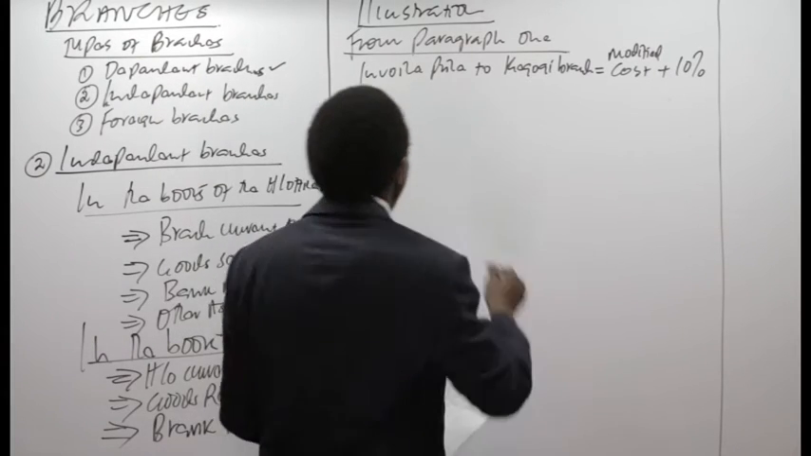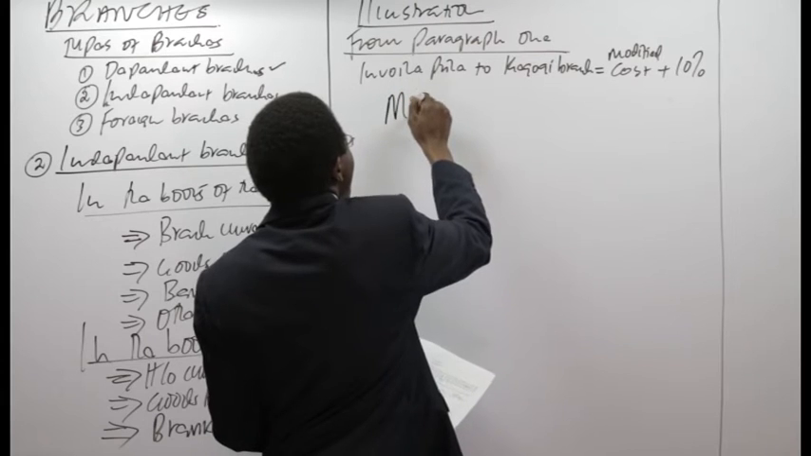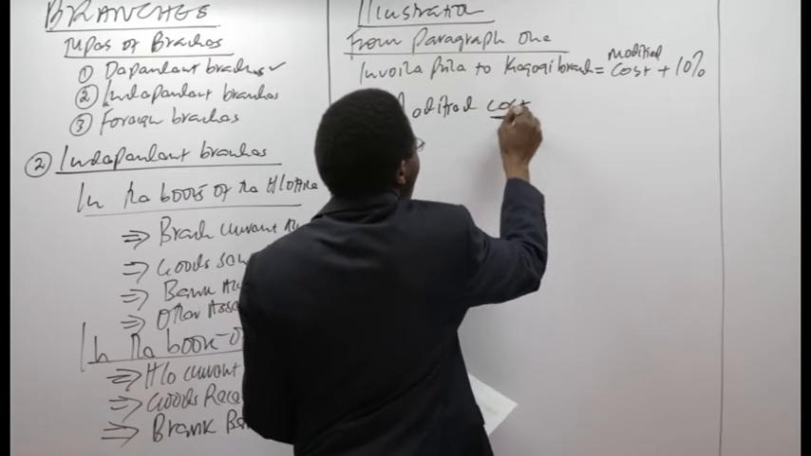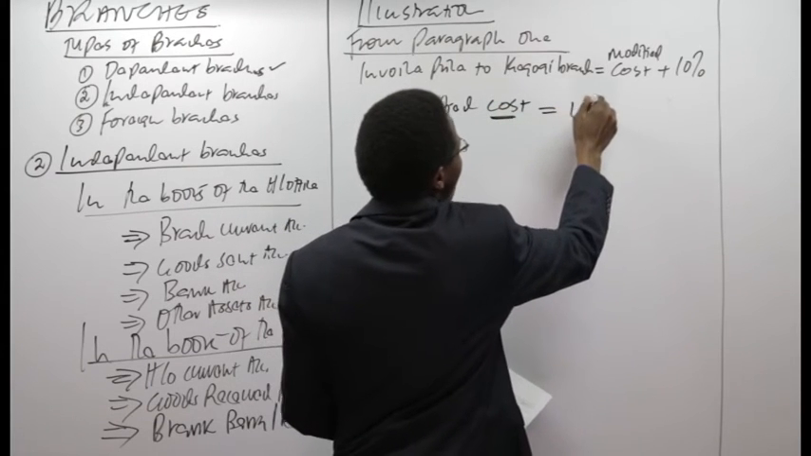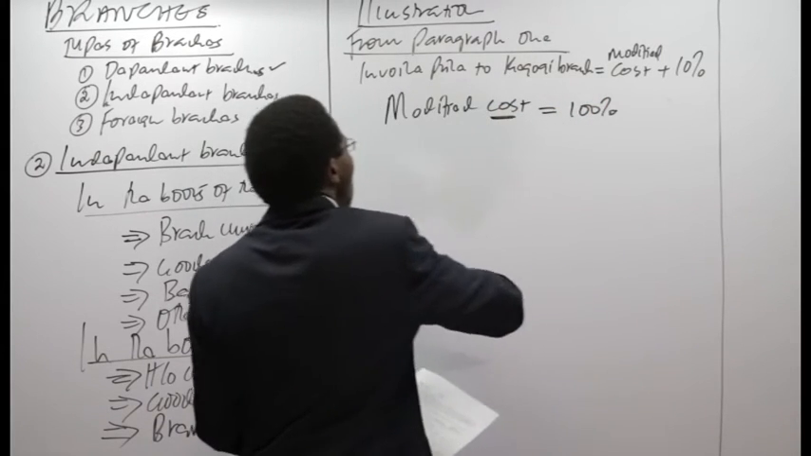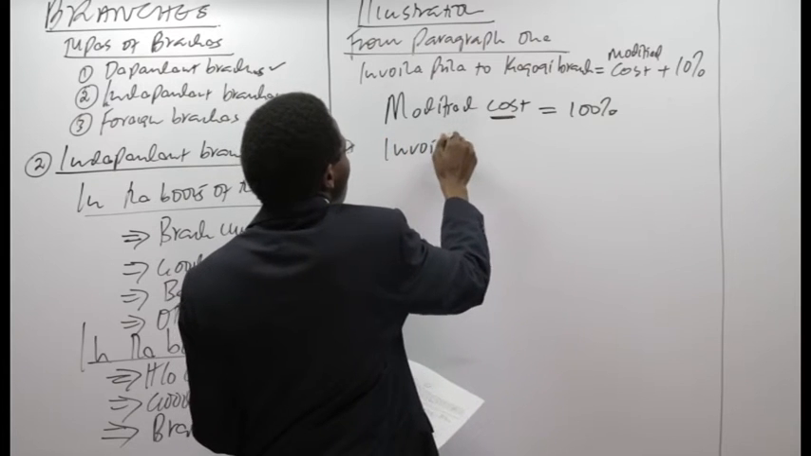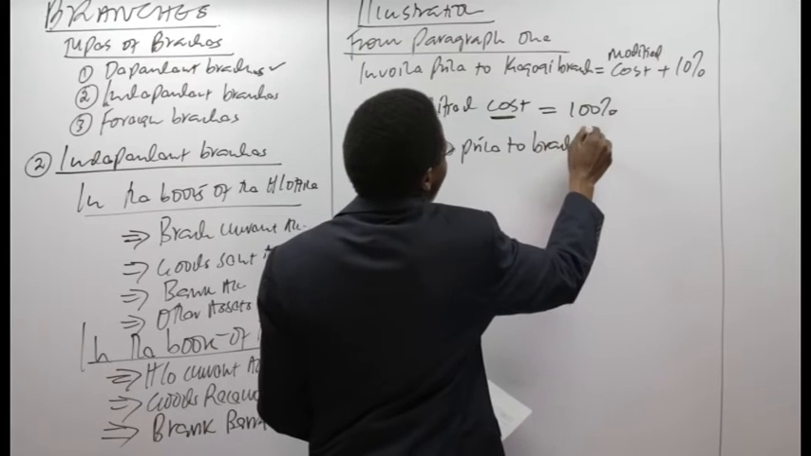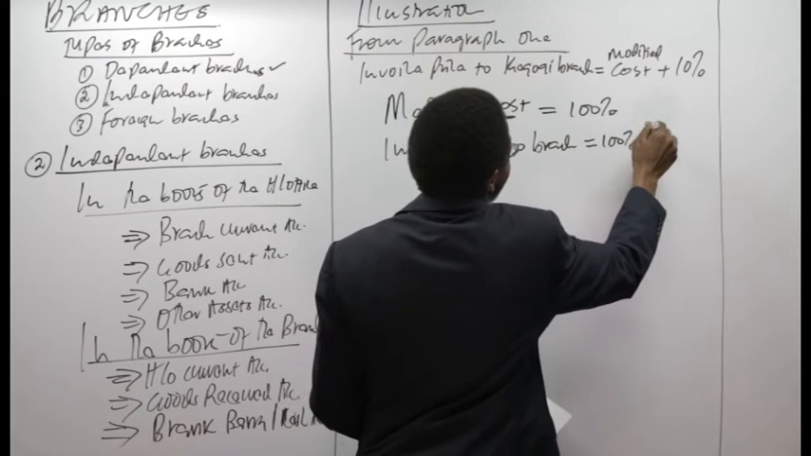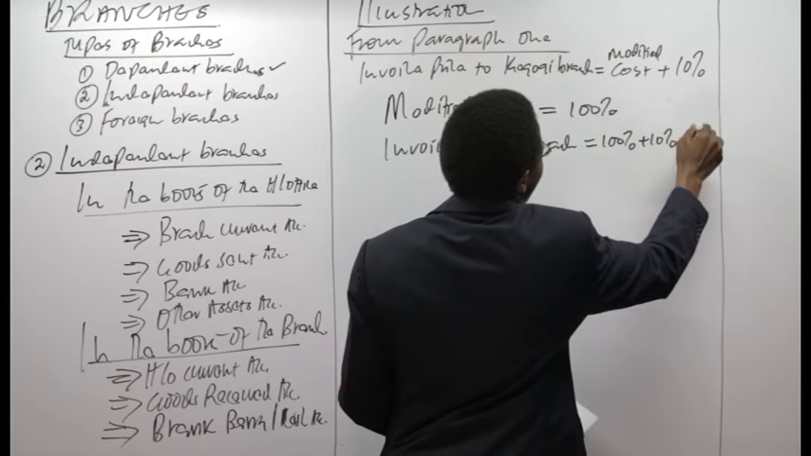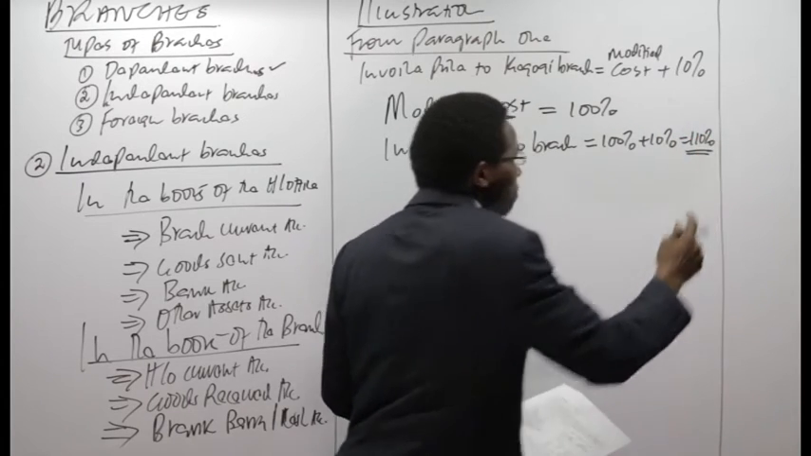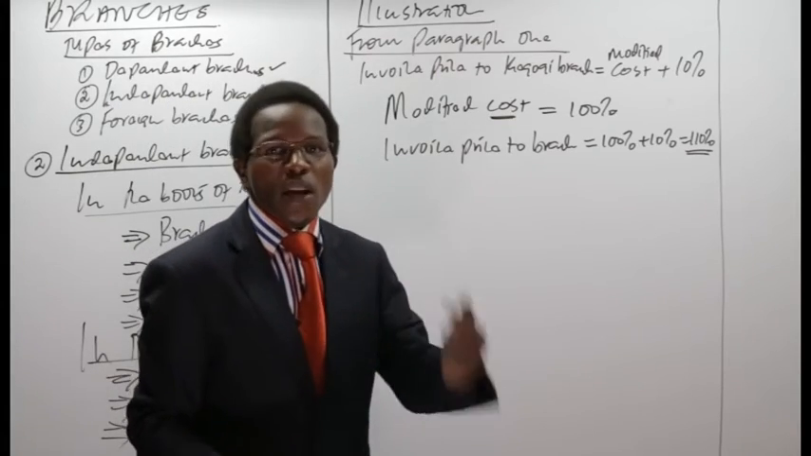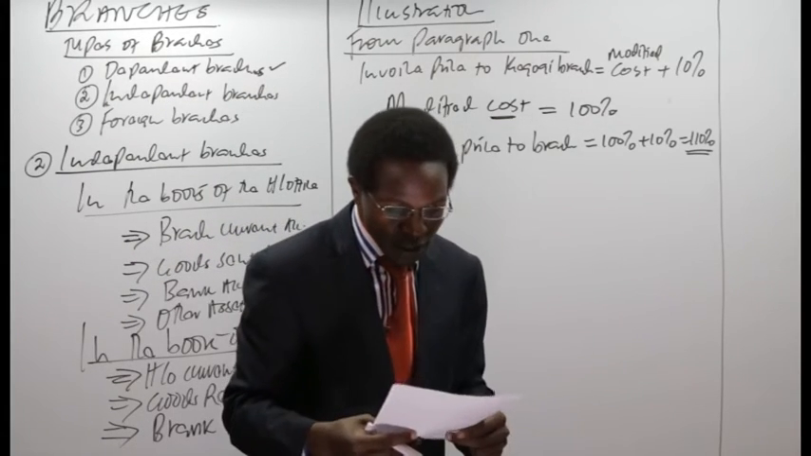Now, what we do here, we may assume that our modified cost, the element of cost, is equal to 100%. So the invoice price to the branch will definitely be 100% plus 10%. That comes to 110%. That's important. So we have that our goods are sent to the Kegogi branch at 110%.